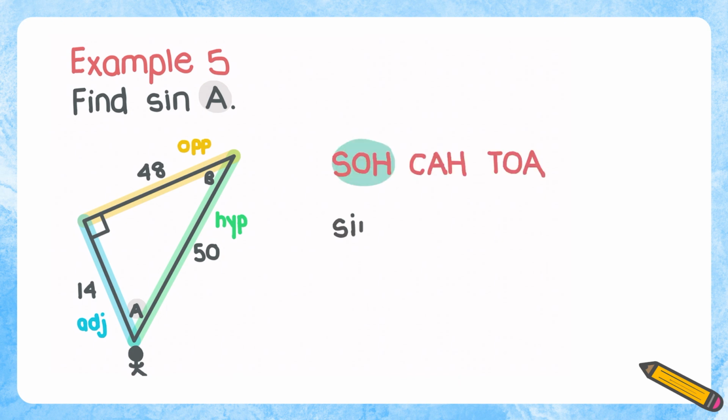SOHCAHTOA tells us that sine of A equals the opposite side over the hypotenuse. The opposite side has a length of 48, and the hypotenuse has a length of 50. So in this problem, sine of A equals 48 over 50.